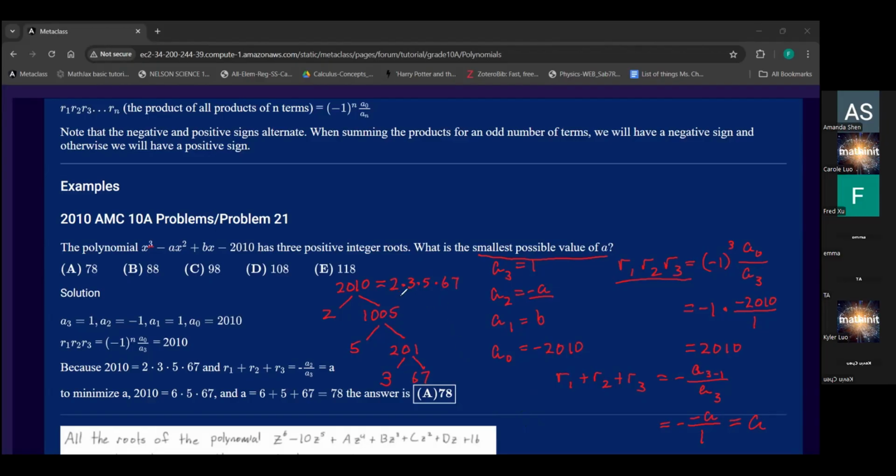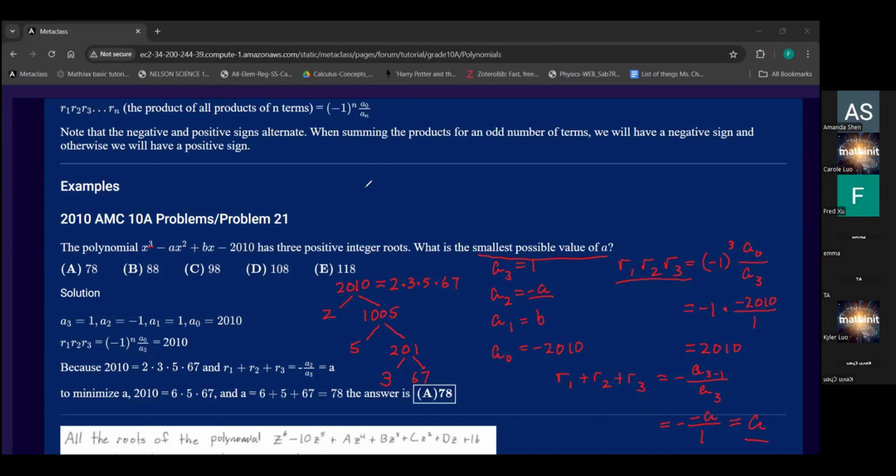Okay, but this is 4 prime numbers. This is 4 numbers, and we only want 3. So now we need to find a way to get the 3 smallest, so we get 3 numbers, 3 factors of 2010, that has the smallest possible sum. Because we already know R1 plus R2 plus R3, which are the 3 roots, is equal to A. And so we need A to be the smallest it can possibly be.